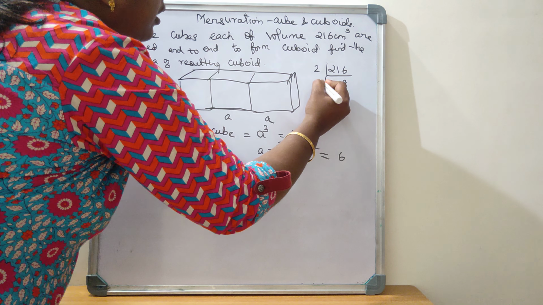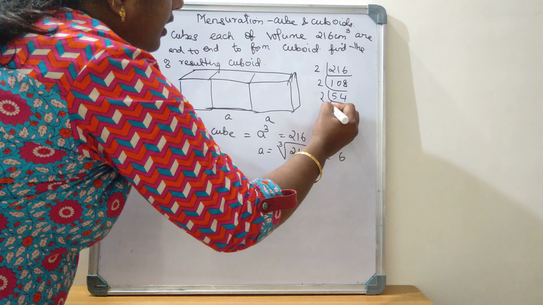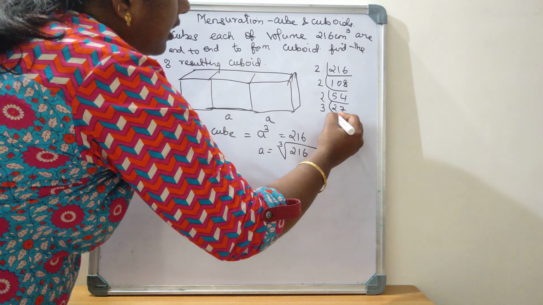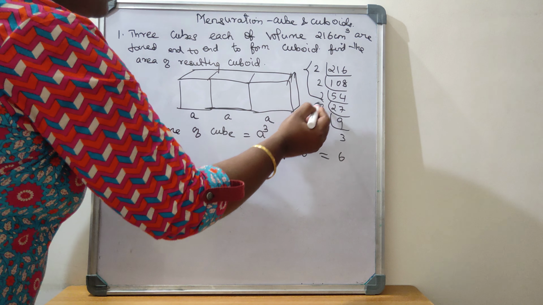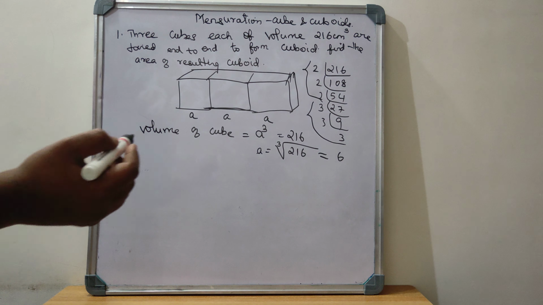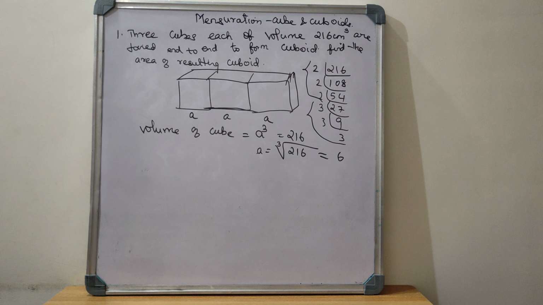If you want to find the cube root, you can go with the factorization method. 216 divides into 108, 54, 27, 9, 3. Since it's a cube, 2 is repeated 3 times and 3 is repeated 3 times. So 2 into 3, so 6. Now we're going to find the surface area, that is the total surface area of the cuboid.